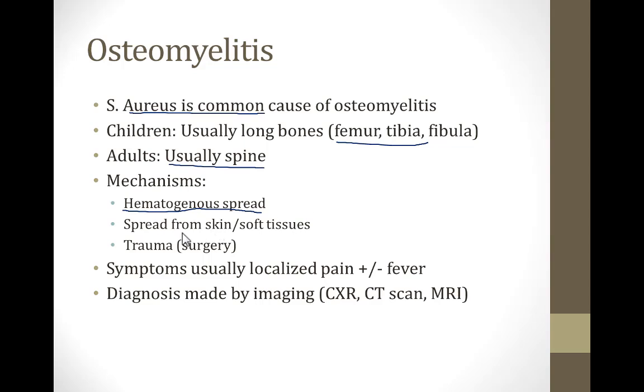Patients who have damage to the skin can get spread from the skin and soft tissues into the bones. So one way this happens in the hospital a lot is patients who sit in bed all day get bed sores and the tissue breaks down, and then the staph can get directly into the bone. And then if you have trauma or you have surgery, sometimes this can introduce bacteria into the bones. The symptoms are usually localized pain plus or minus fever, but really the diagnosis is usually made by imaging. So if someone's got a wound or if someone's got a lot of pain, imaging will be done, and you can see on chest x-rays or CT scans or MRIs some evidence of osteomyelitis.